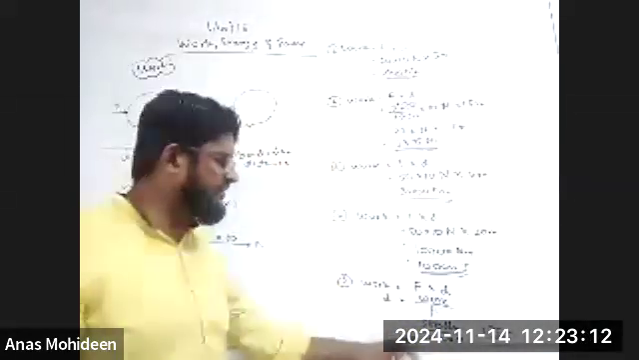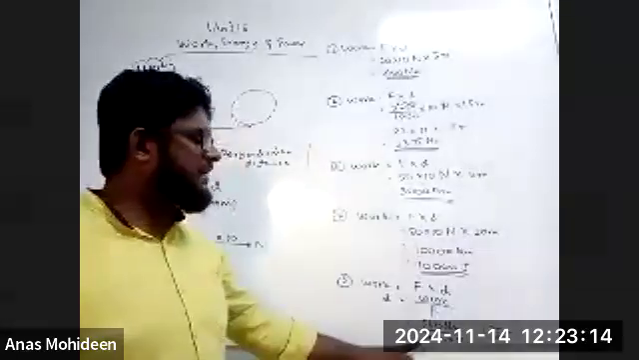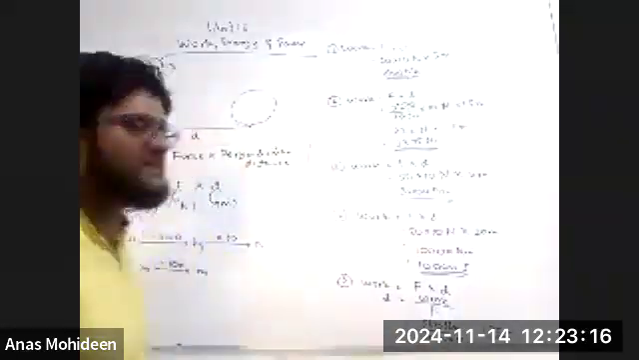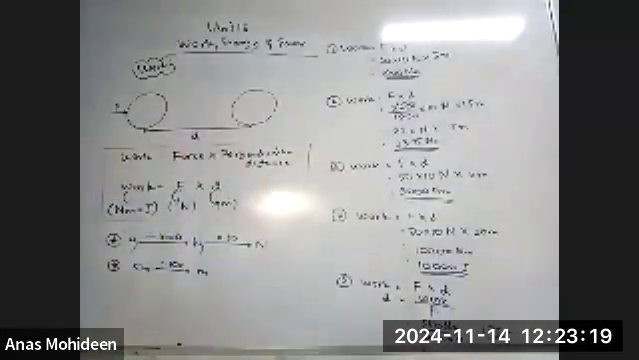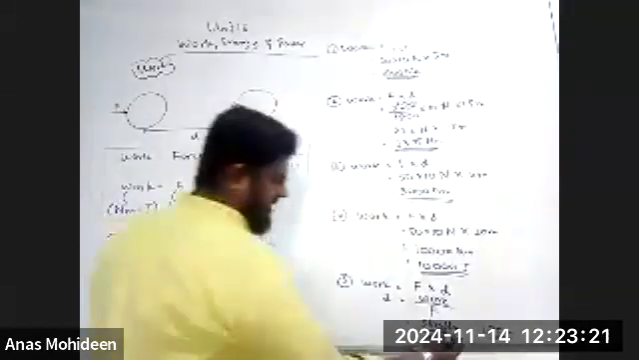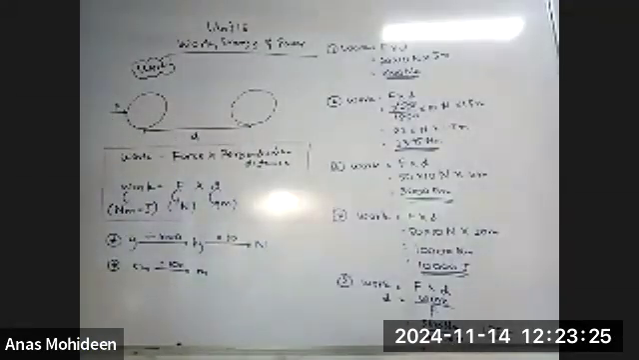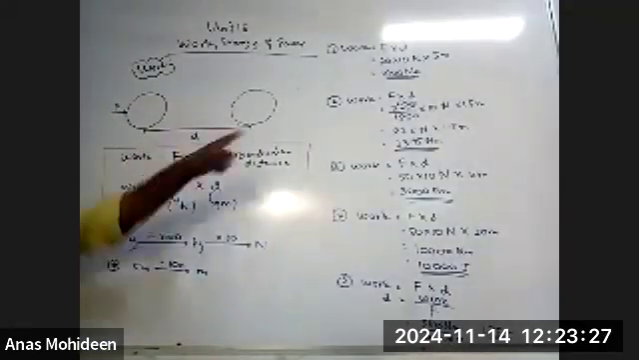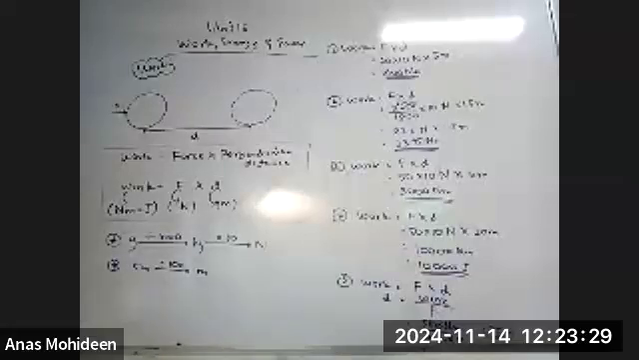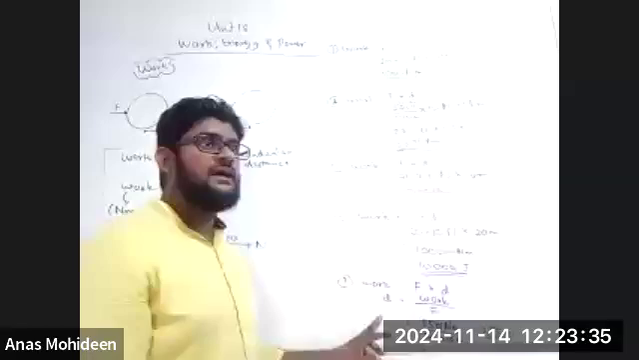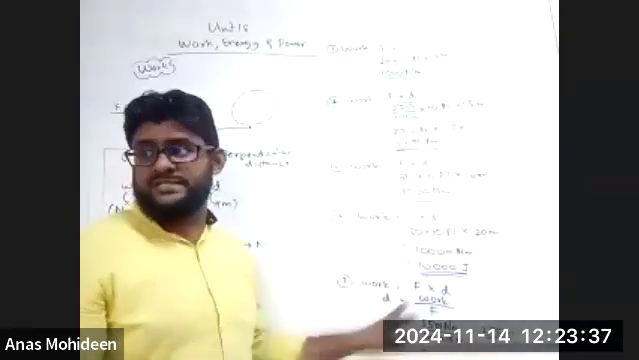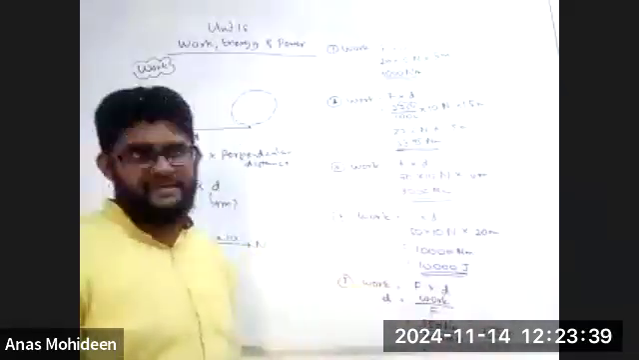550 divided by 200: these two zeros you can separate. Then 55 over 2 means 27.5. 27.5 divided by 10 is 2.75 meters. Because it is distance, you are writing the answer of distance. So it cannot be Newton meters, it should be meters.